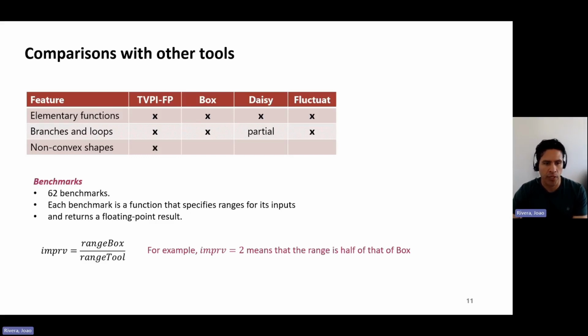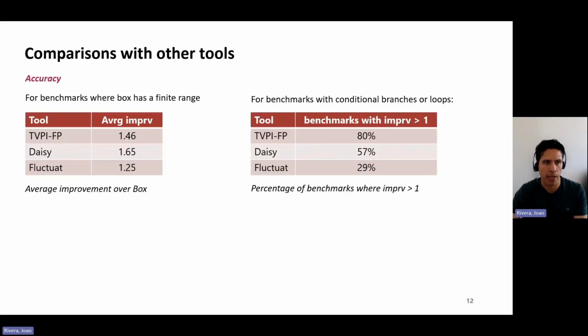And the accuracy we determine using what we call the improvement factor, which is basically the range returned by bots in a benchmark divided by the range of the tool. So basically, we're using the bots domain as a baseline to determine how much we improve compared to the bots domain. So an improvement factor of 2 simply means that the range is half of that of the bots domain.